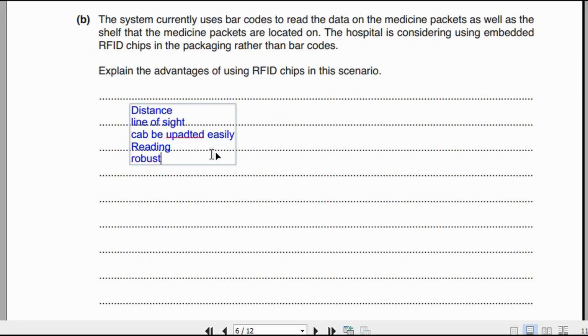So this is one of the qualities of the radio frequency identification. It is robust, it has larger storage capacity. Don't mind my spelling, I just mistype sometimes.